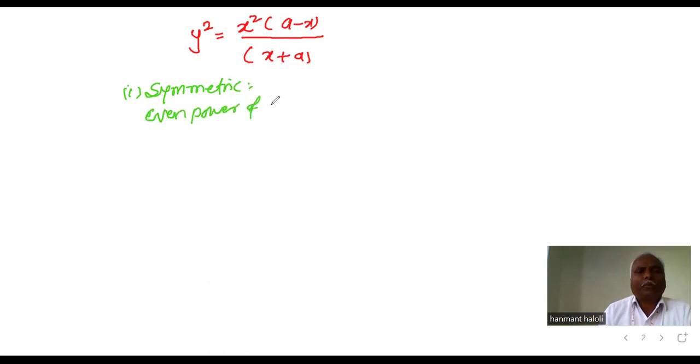Even power of y indicates that the curve is symmetric about the x-axis. The curve is symmetric about the x-axis. This is the first point of symmetry. Once you identify the curve is symmetric about the x-axis, you can check all the possible cases.